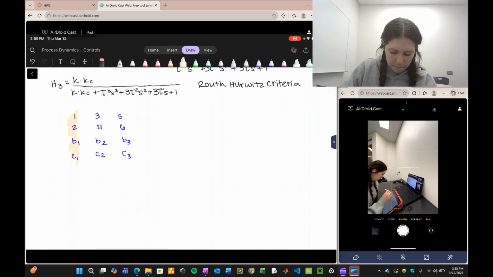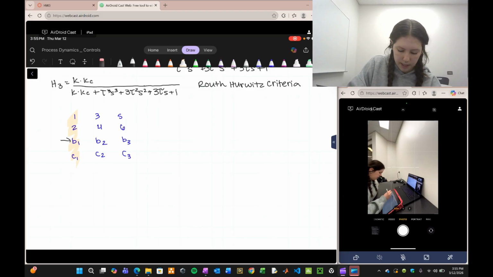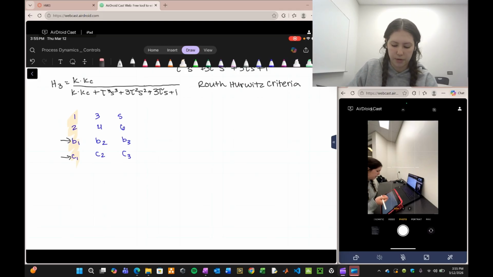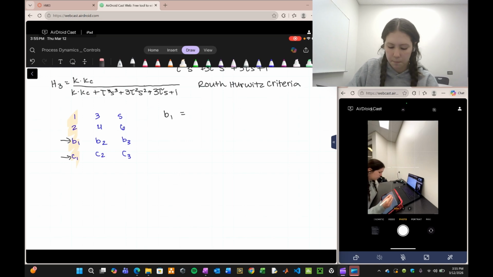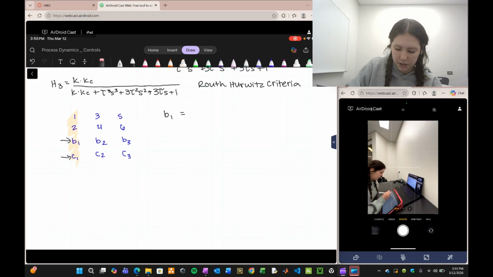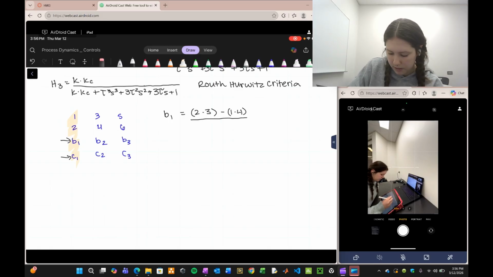So in order to do this, we need to solve for B1 and C1. And how we're going to do this is we're going to basically solve in a diagonal, or like we're going to multiply our coefficients in diagonals. So B1 is going to equal our second highest coefficient times our third highest coefficient minus our first times our fourth. And then it's going to all be over that second one.